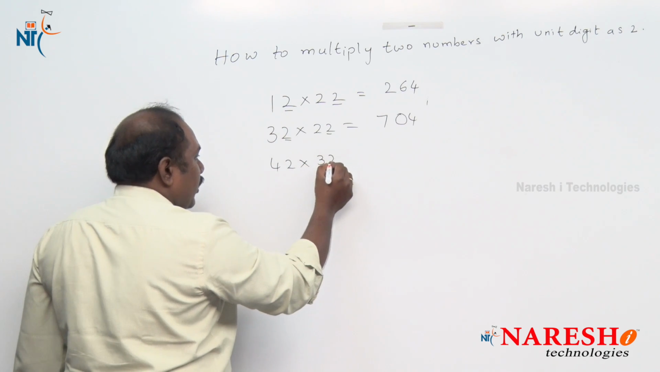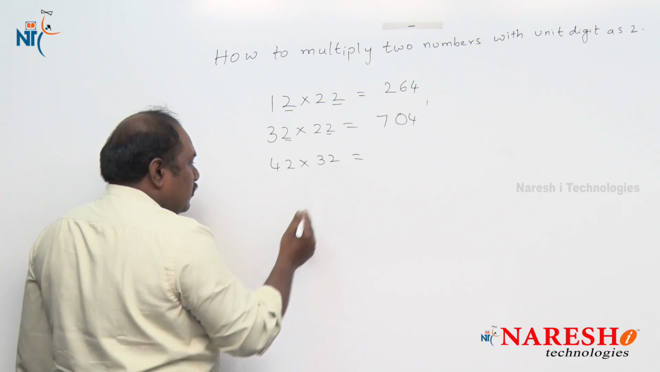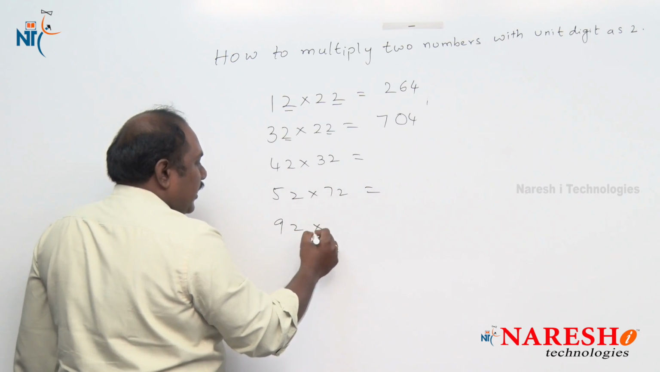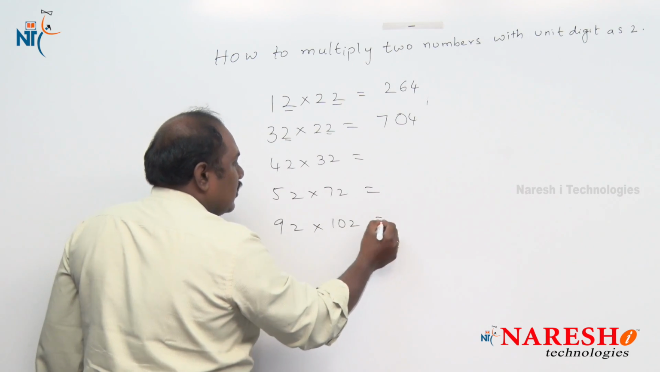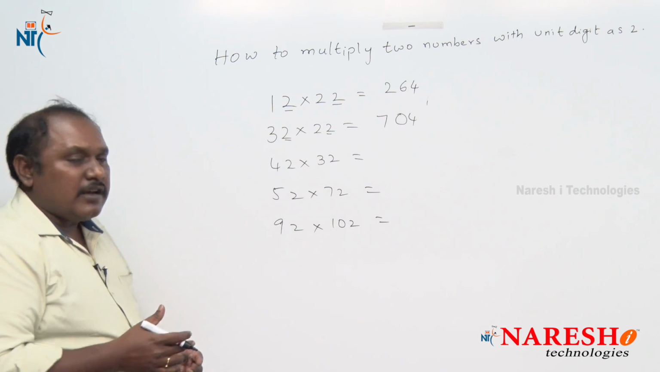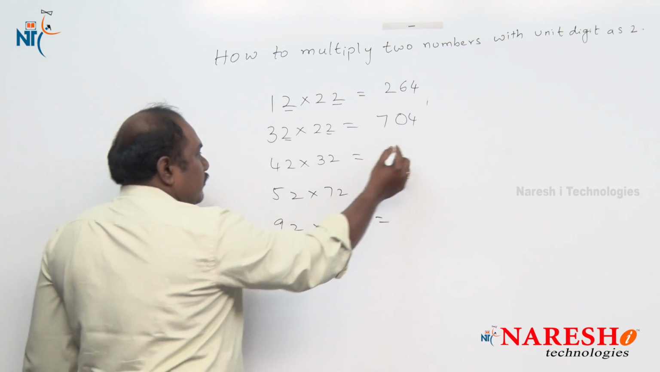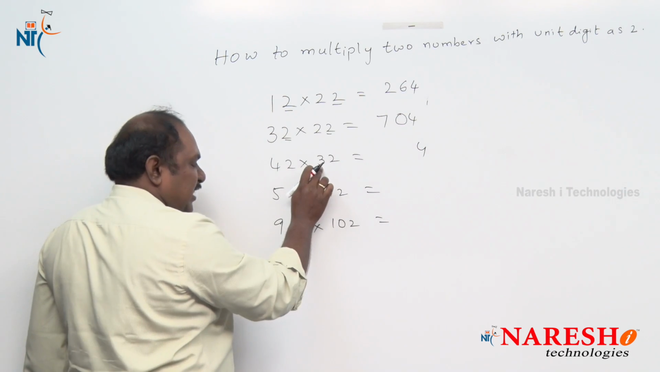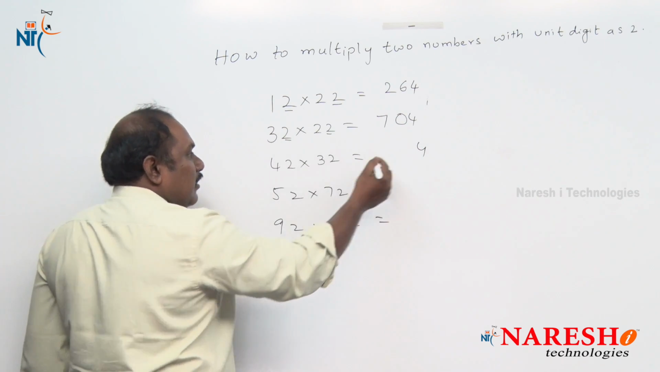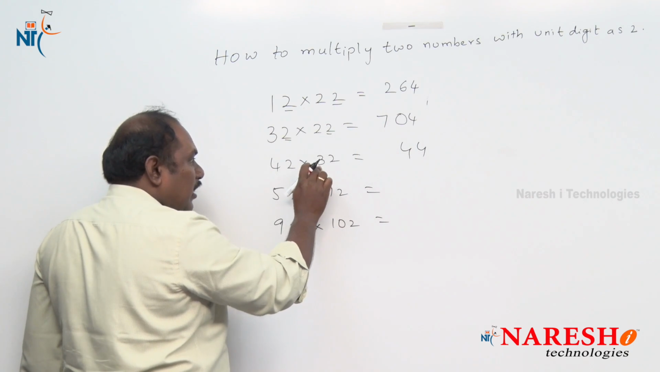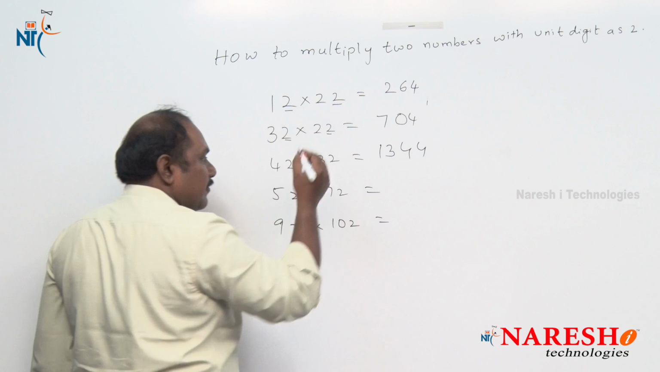Now let's take a few more examples and start solving them. 32 into 42 or 42 into 32, 52 into 72, 92 into 102 and so on. Let's check whether we can solve it quickly or not. 2 into 2, 4, 4 plus 3, 7, double it, 14, 1 carry, 4 into 3, 12 plus 1, 13.